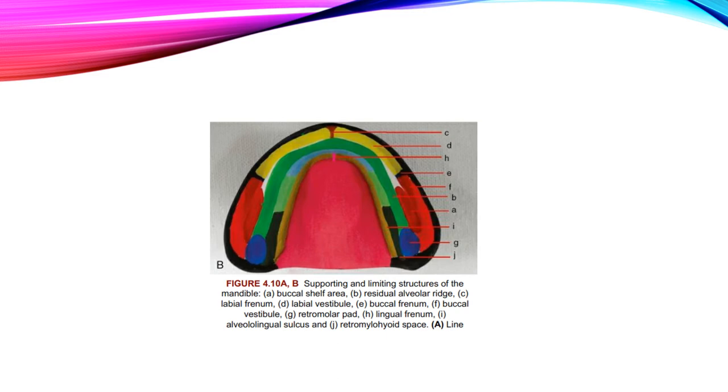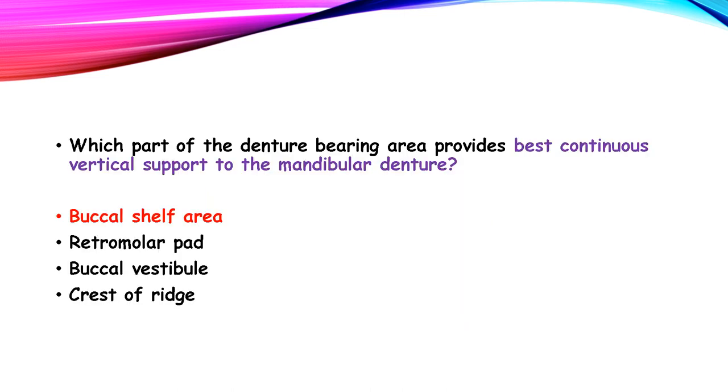These are the supporting and limiting structures of the mandible, that is buccal shelf area, residual alveolar ridge, then labial frenum, labial vestibule, buccal frenum, buccal vestibule, retromolar pad, lingual frenum, alveolar lingual sulcus and retromylohyoid region. So the supporting structures are the buccal shelf area and the residual alveolar ridge. Okay. So coming to the correct option, the best continuous vertical support to the mandibular denture is provided by the buccal shelf area.